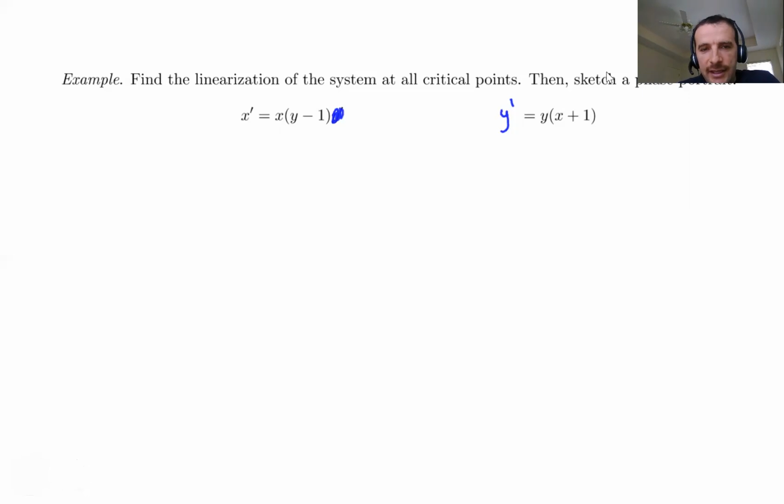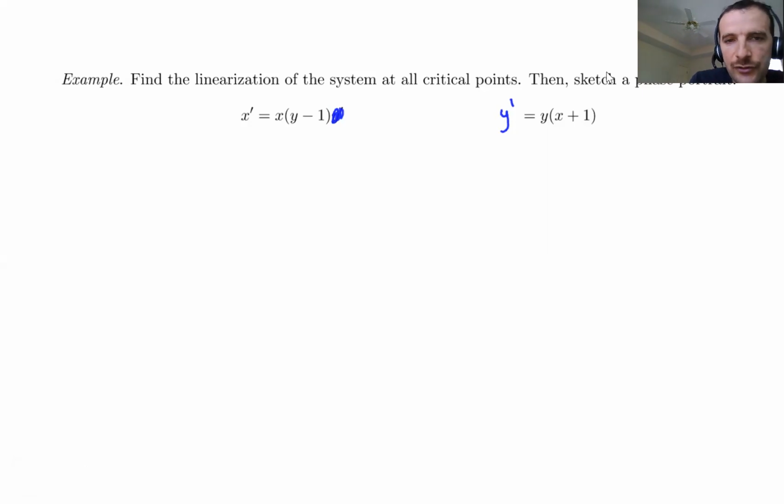So we have a non-linear system again. Sorry for the typo. I just fixed that typo with my hand. So x prime is equal to x times (y minus 1). Y prime is equal to y times (x plus 1). And you need to find the linearization of the system at all critical points. And the funny part is, we are going to sketch a phase portrait of the system.